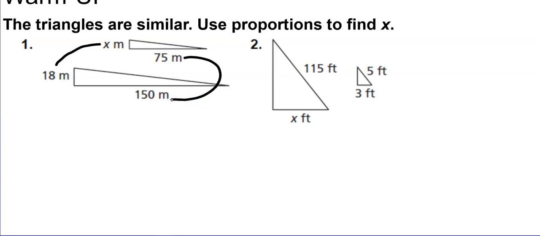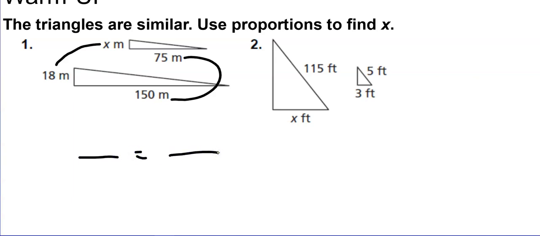Now you might be able to see right off the bat what the situation is, and that's fine. It won't always be this easy, but you can see the big one is 2 times the small one. So you can already probably see that x is going to be 9. But here's the math behind it. Okay, we set up 2 fractions equal to each other.